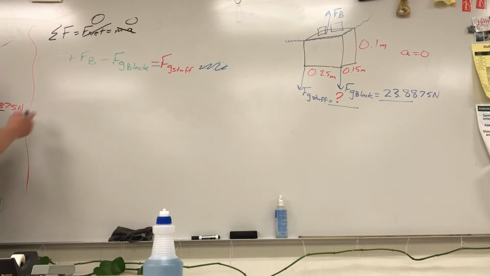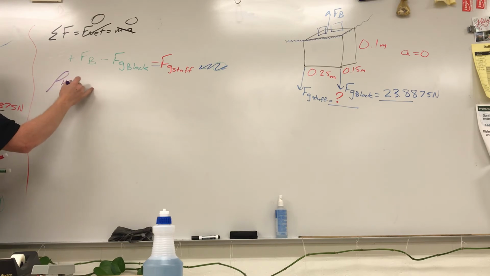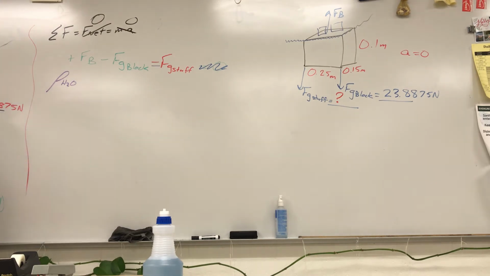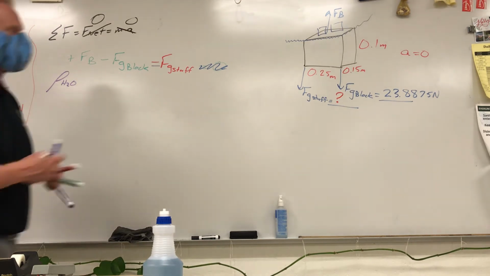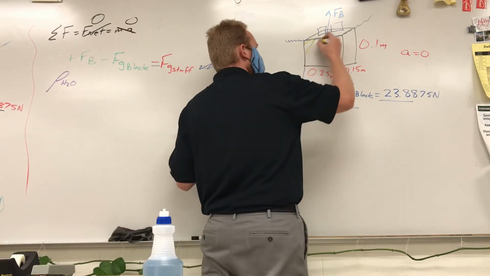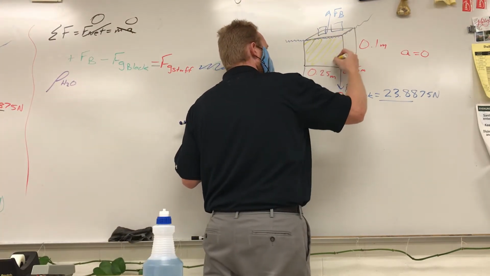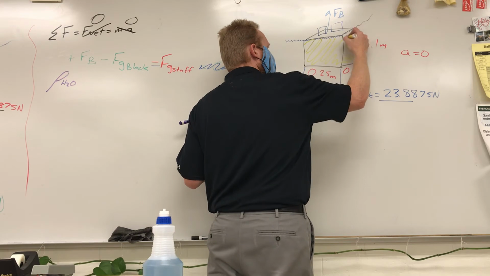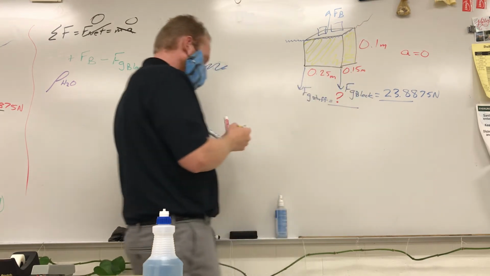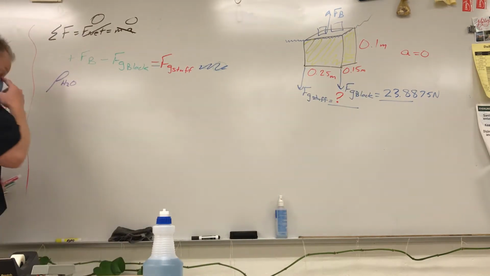So my FB, the buoyant force, says it's the density of the fluid that's being displaced. What is the fluid? It's water. Times the volume that's being displaced. When we talk about the volume being displaced, it's the shaded yellow section. How much of my block is underwater? That is the dimensions that we need to use.